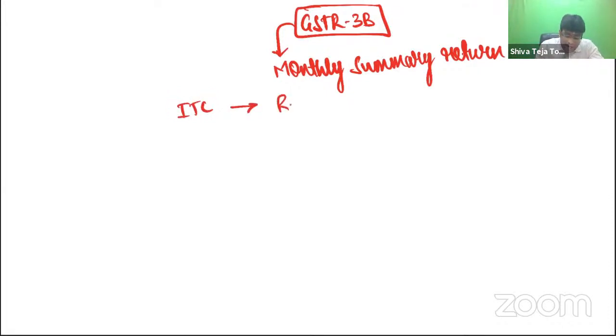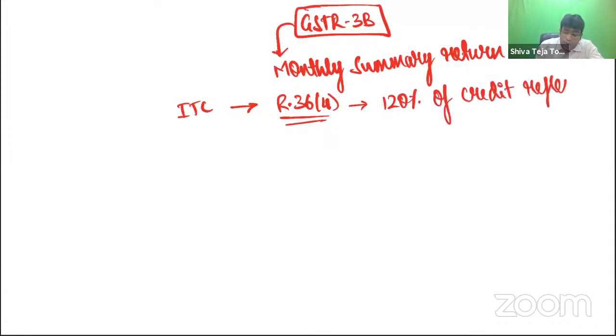Now, in the 3B summary return, when we talk about claiming input tax credit, there is one interesting rule in the law known as Rule 36(4). As per that rule, the credit we can claim is only 120% of the credit reflecting in GSTR 2A. That means we can't take credit more than 120% of the credit reflecting in, in fact, it's not 2A, it is 2B. We look at 2B, and of that we can take only 120%.